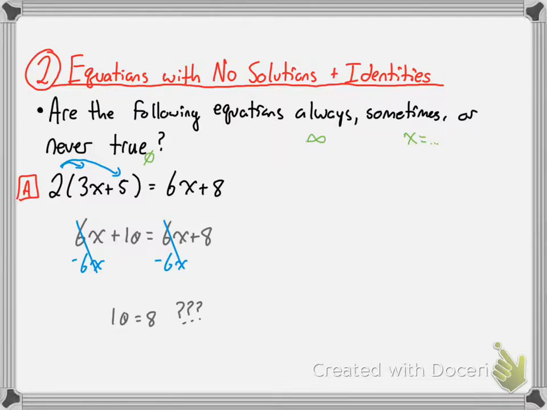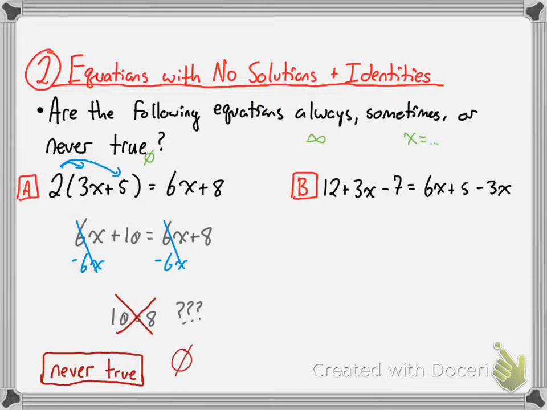So if you get a situation like this where you simplify everything down and you get a statement that's not true, this would indicate that you have no solutions, or in other words, this equation is never true. So again, what that means is I could literally plug in any value for x in that original equation, and that equation will never be balanced.